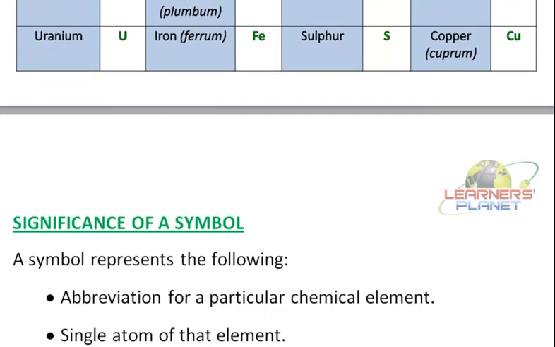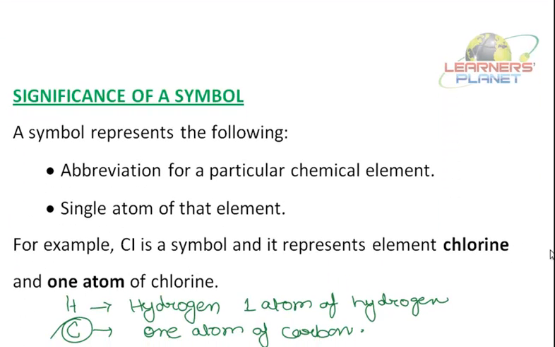Now, what is the significance of a symbol? A symbol represents the following. First of all, it is an abbreviation for a particular chemical element, so you can't write the complete name, say hydrogen, nitrogen, phosphorus, neon, all those things. You just need a short abbreviation. And the second thing, a single atom of that element. So any symbol represents a single atom of that element.